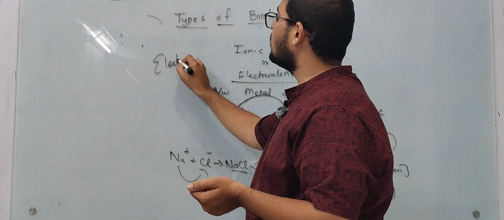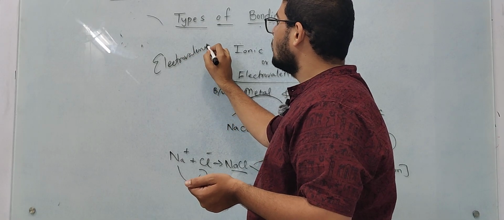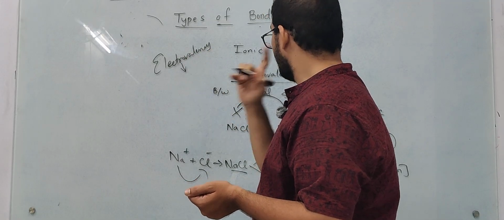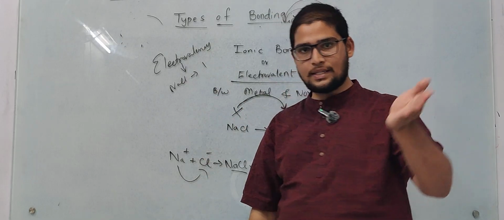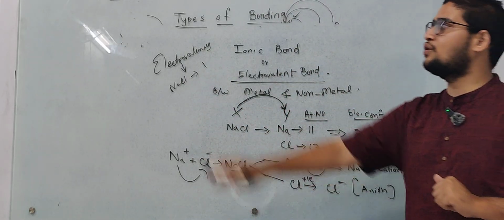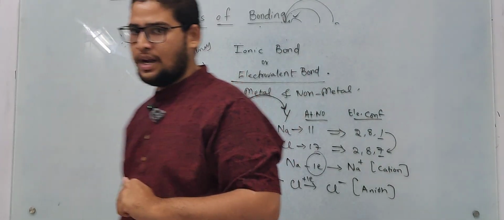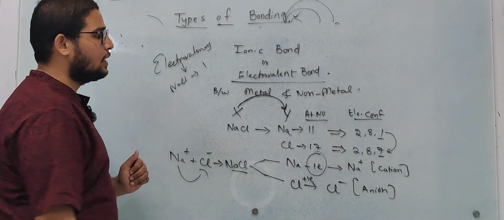So what is the word for the electrovalency of sodium chloride? It is called electrovalency. So the electrovalency of sodium chloride is 1. One electron is transferred from sodium to chlorine. So this is all about ionic bonding. Let's move to the next concept.